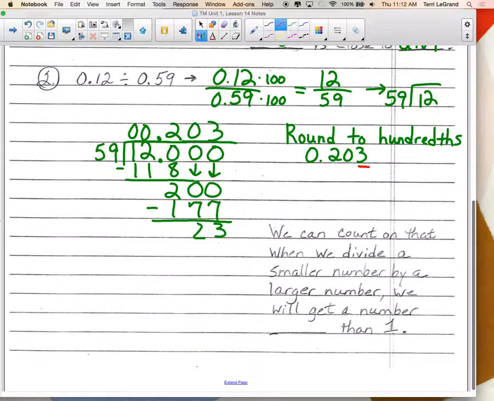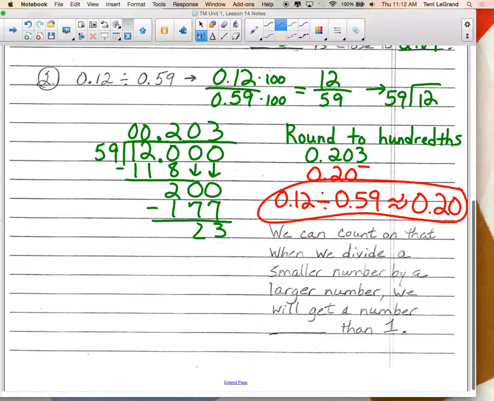We have 20 hundredths here. That 3 is not big enough to make it 21 hundredths, so we're going to say 0 and 20 hundredths is our quotient. So we're going to say that 0 and 12 hundredths divided by 0 and 59 hundredths is approximately equal to, we need that squiggle equal sign now, because we're rounding, we quit, we said enough. And we're saying this is approximately its answer.